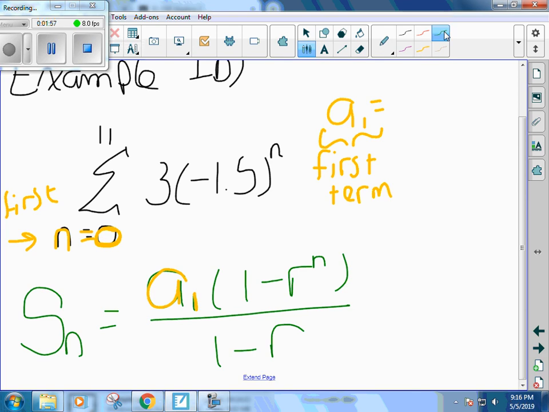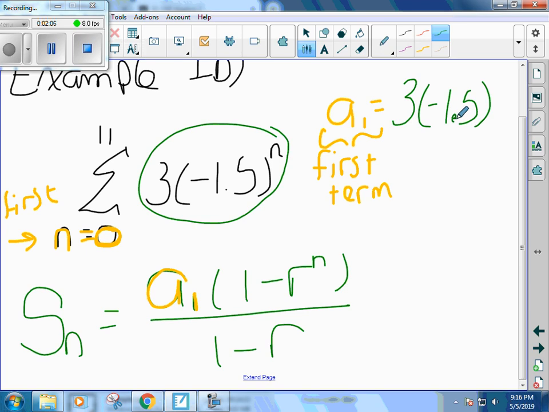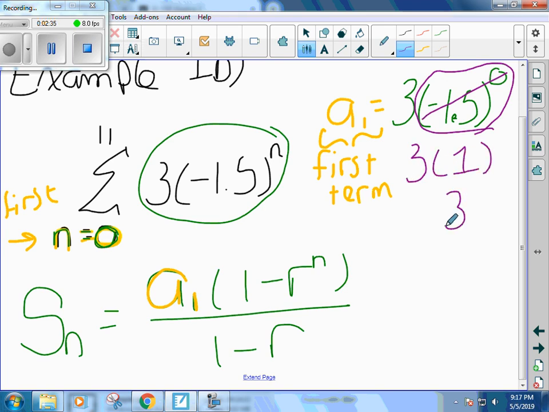So I'm going to take this expression, 3 times negative 1.5 to the n power, and I'm going to use the number they tell me that will represent my first term. So n is 0. Anything to the 0 power is equal to 1. Only the negative 1.5 has been raised to the 0 power. So this is the same as 3 times 1, which is 3. So my first term is 3.